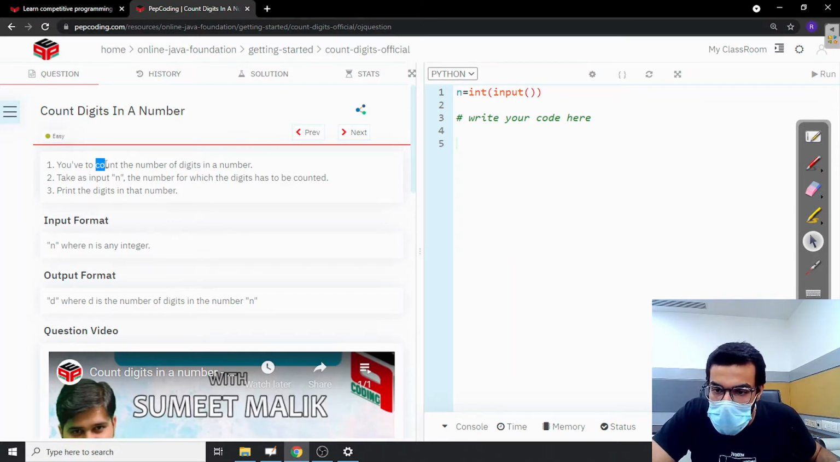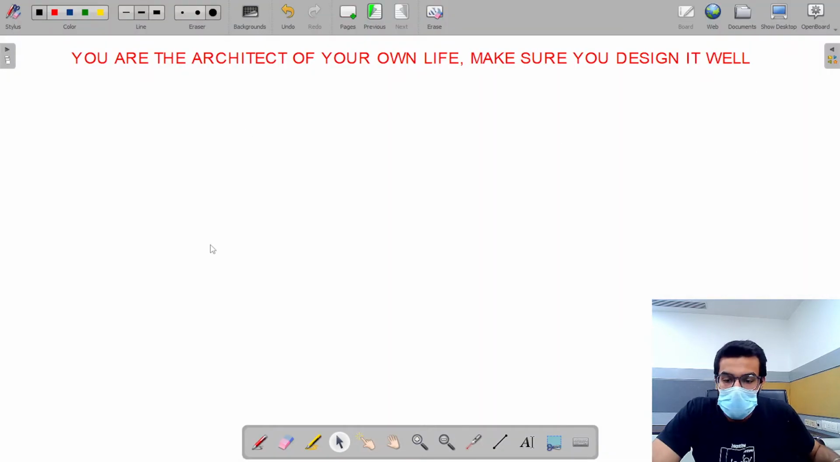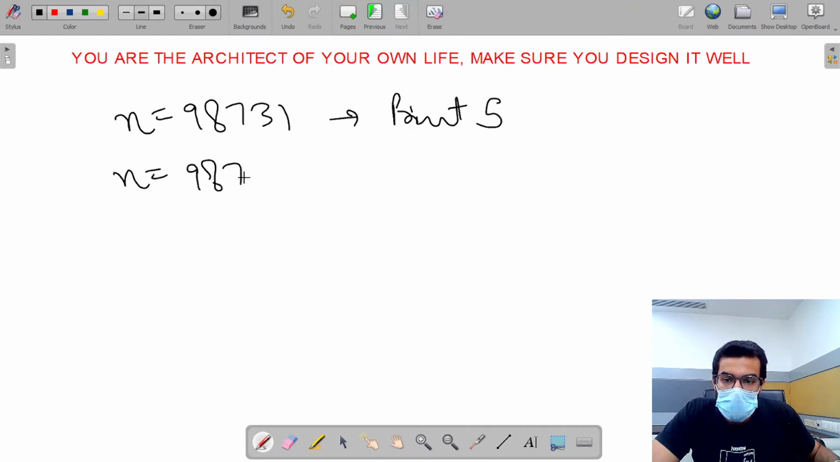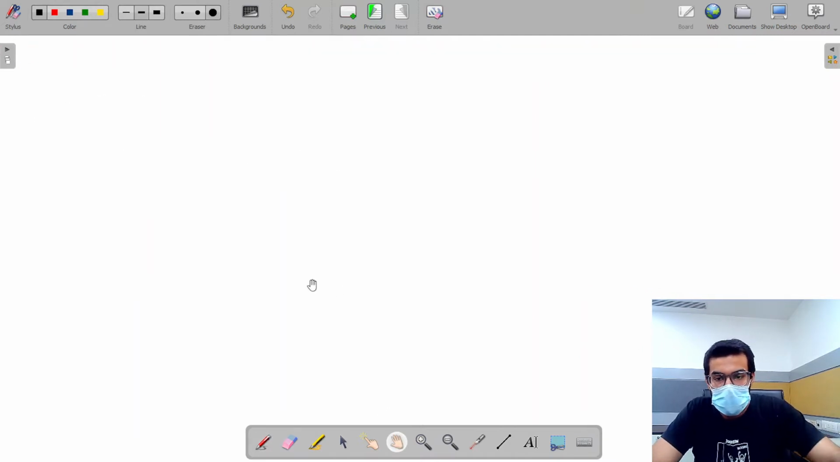We are basically given a number which is going to be stored in the variable n, and we have to print the total number of digits in that number. So let's say that the user enters the number as 98731. Then you have to print that this number has 5 digits. If the user had entered 9873, then you have to simply print 4. This was the basic question.